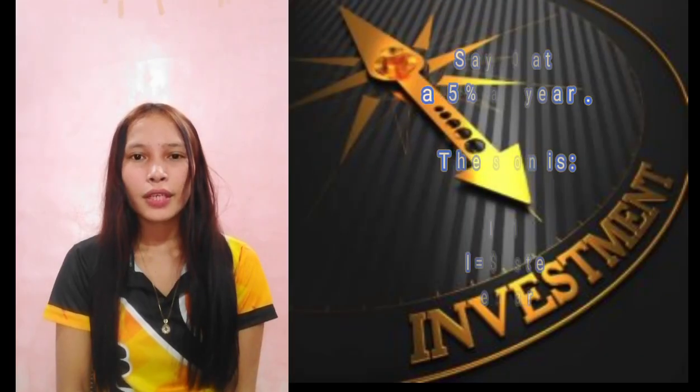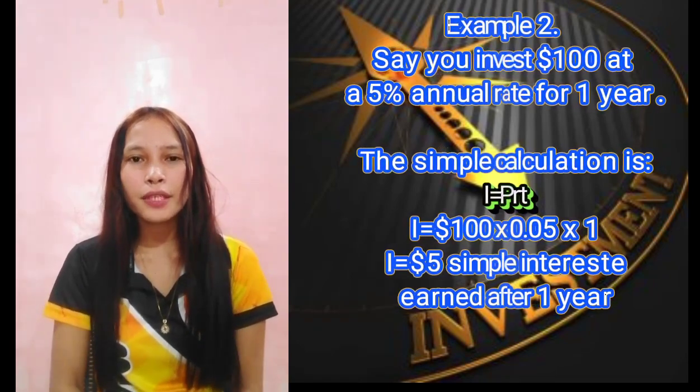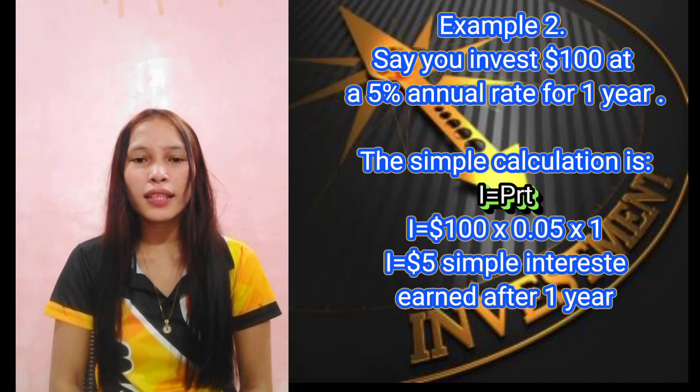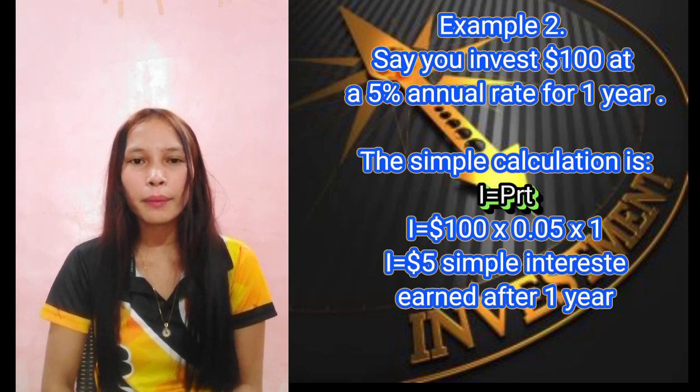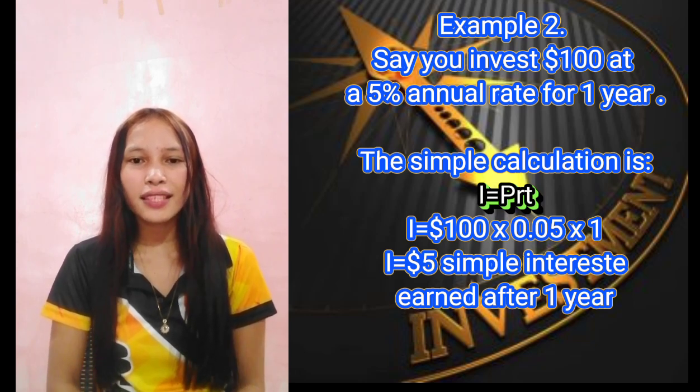Another example: say you invest $100 at a 5% annual rate for 1 year. The simple interest calculation is $100 times 0.05 interest times 1 year, which equals $5 interest earned after 1 year.